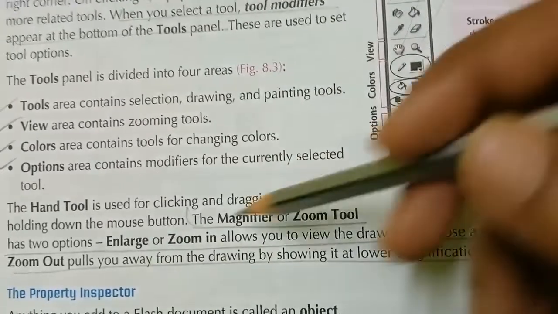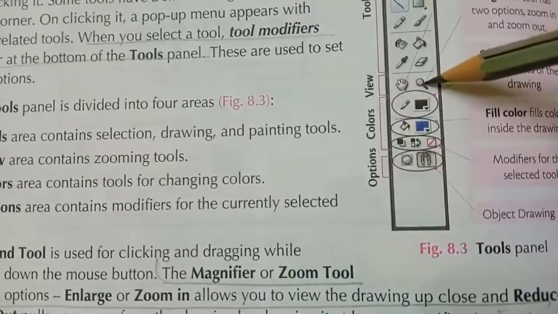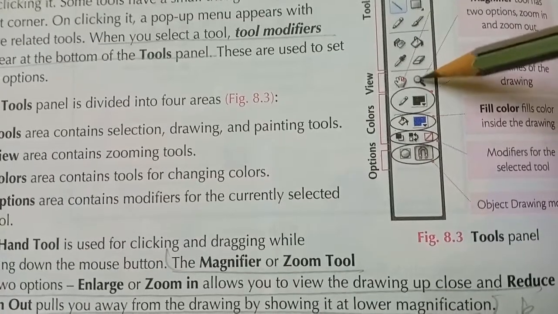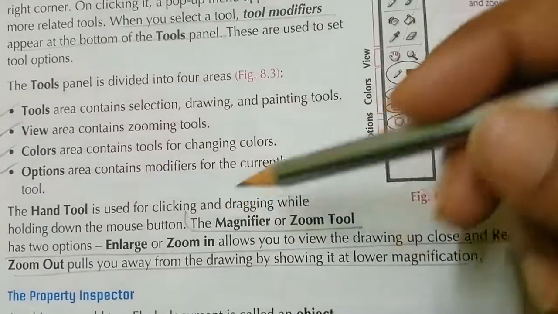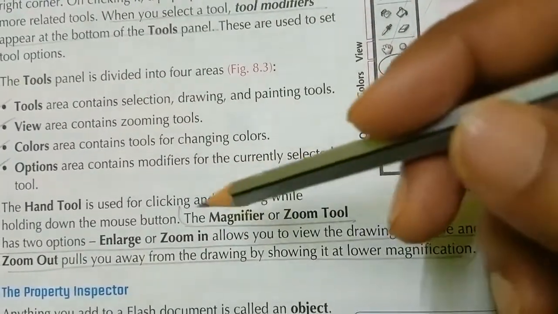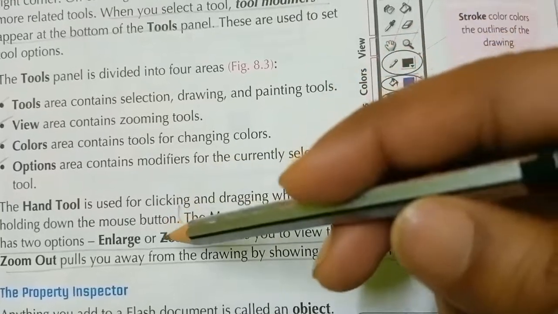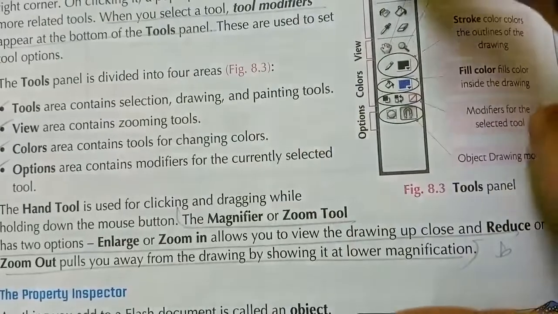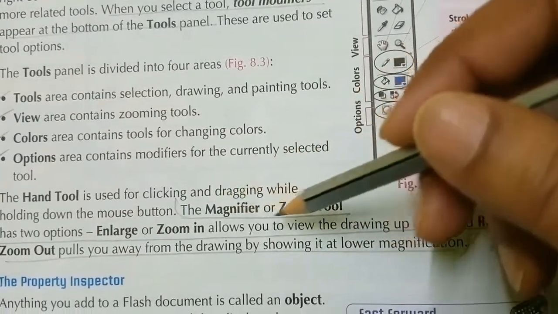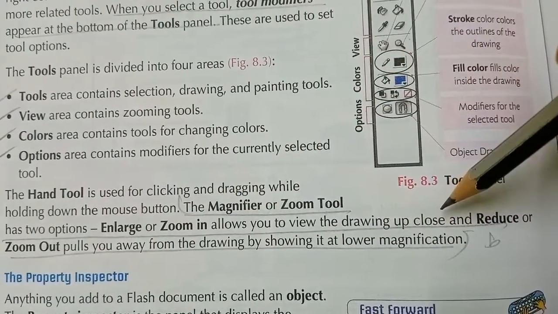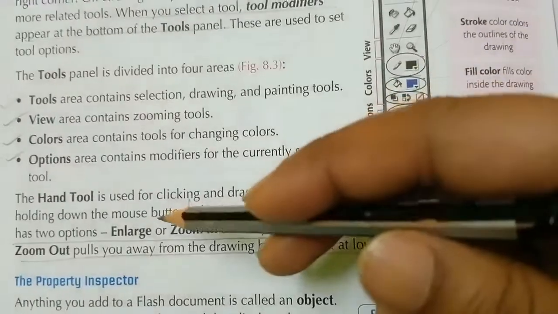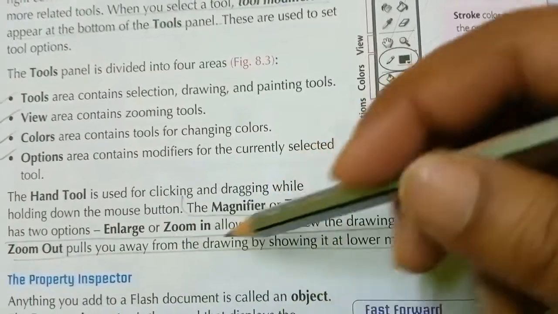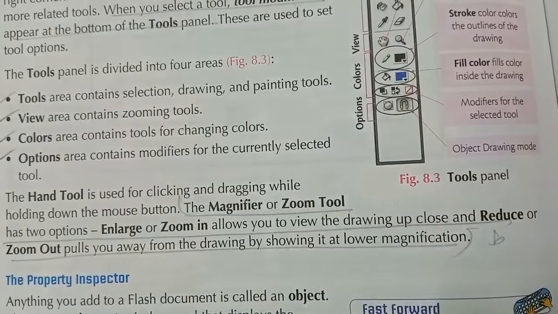The magnifier or zoom tool has two options. This is the magnifier tool, the magnifying lens picture. The magnifier or zoom tool has two options: enlarge or zoom in. So what is the meaning of enlarge? It will make the object large. That means zoom in. It allows you to view the drawing up close. And reduce or zoom out pulls you away from the drawing by showing it at a lower magnification.